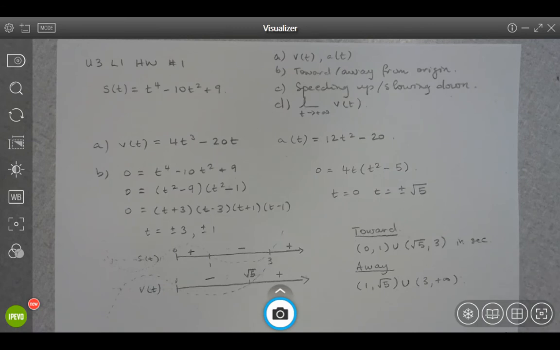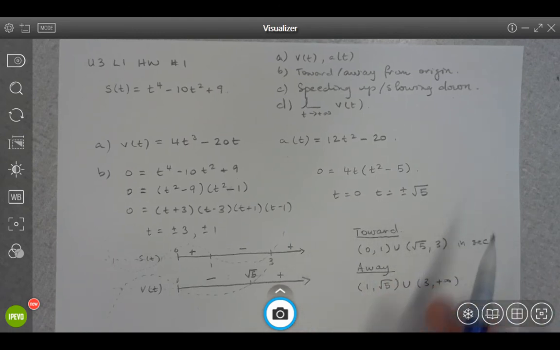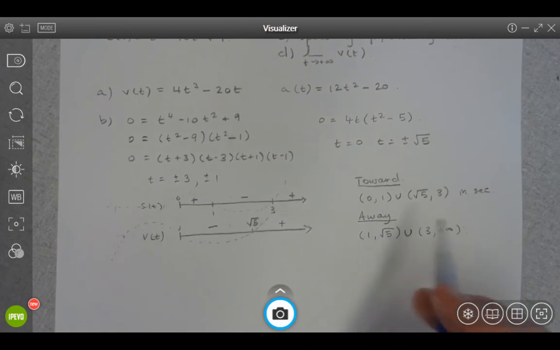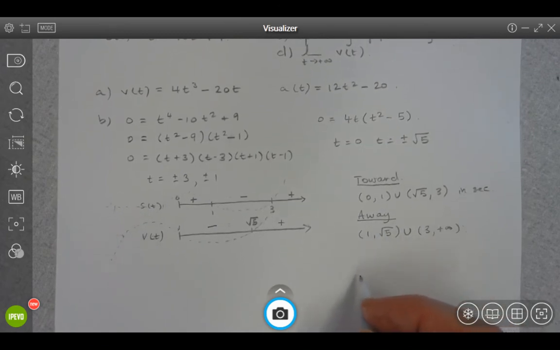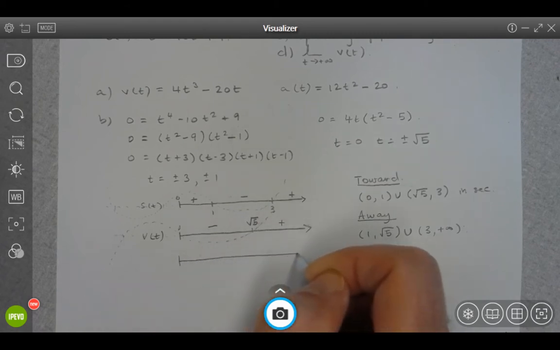No. Now, you notice how I did my work on the side. Because guess what? I don't want to redraw my velocity graph since I know that in part C, I'm going to need to use it to find where it's speeding up or slowing down. So I might as well put my third graph right here.